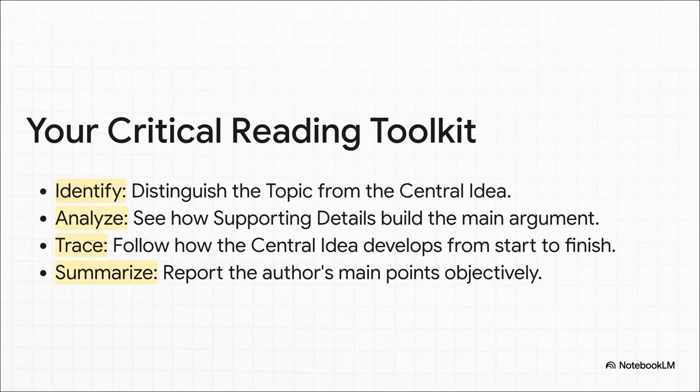So here it is, your official critical reading toolkit. Just 4 simple steps. 1. Identify the central idea, not just the topic. 2. Analyze how those details, those legs, hold it up. 3. Trace how that main idea grows and changes. And 4. Summarize the author's points fairly. That's it. That's your formula for reading like a pro.